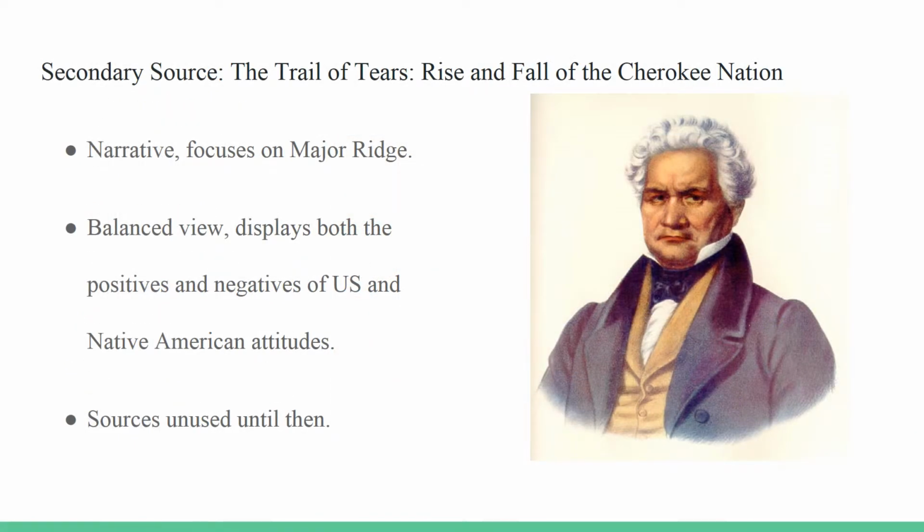The secondary source used for this research project was a book named The Trail of Tears, Rise and Fall of the Cherokee Nation, written by John L. The book is written in a narrative style and focuses on Major Ridge as its central character.